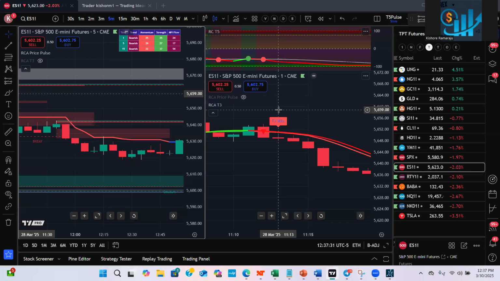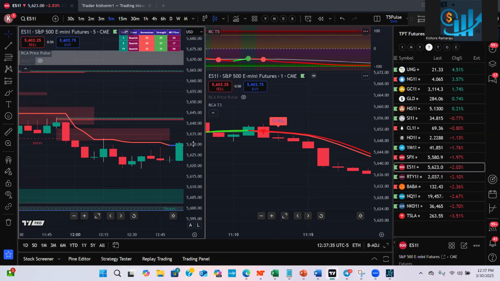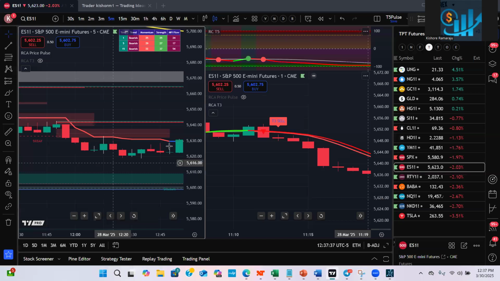Otherwise, if you look only at 1 minute or only at 5 minutes, sometimes you may be on the opposite side of the trend. When it is going down, we may take a long, and when it is going up, we may take a short.